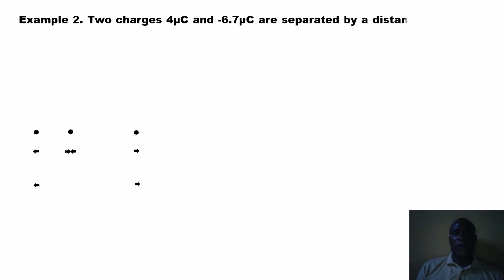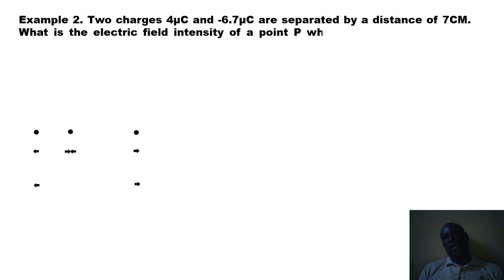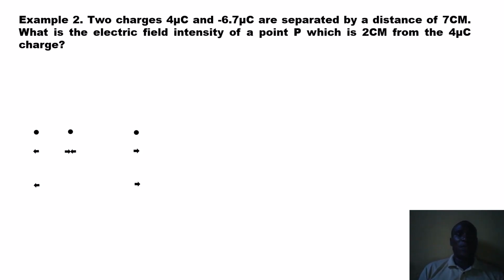And let us look at another example, example 2. Two charges, 4 microcoulombs and minus 6.7 microcoulombs, are separated by a distance of 7 centimeters. What is the electric field intensity at a point P, which is 2 centimeters from the 4 microcoulomb charge? Now, what is this saying? You have a distance. This is one charge, this is another charge, and the distance is 7 centimeters. So from here to here is 7 centimeters.